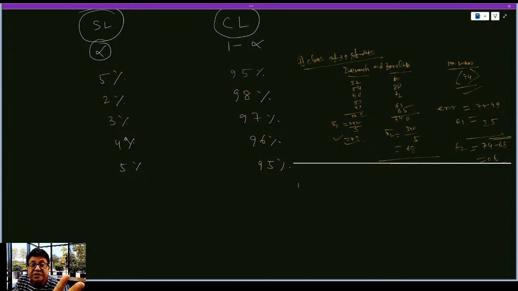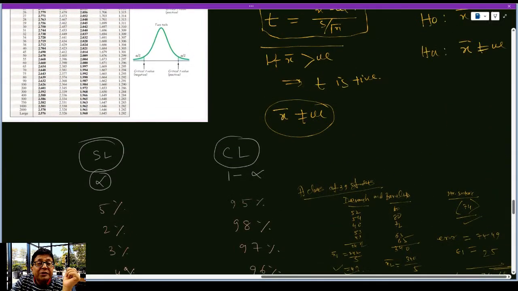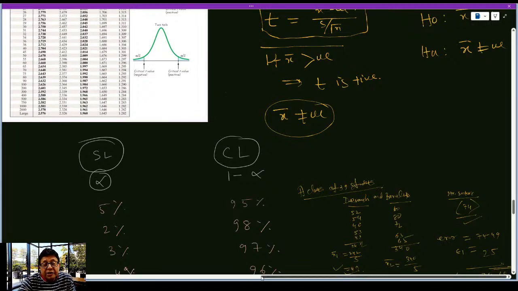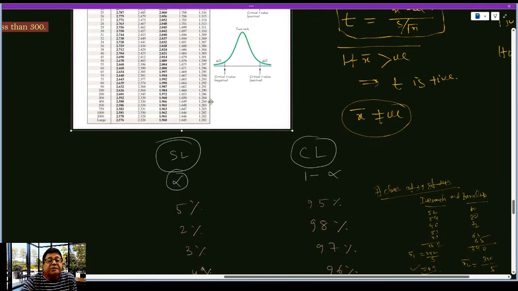Significance level means it is risky. Significance level means it is the shaded region over there. Confidence level means this white portion. If your calculation falls there, as I told you earlier also, then you are confident that your statistical analysis is true and is going to be accepted. But that we have to do with the help of what? That we have to do with the help of this table. Isn't it? This table.